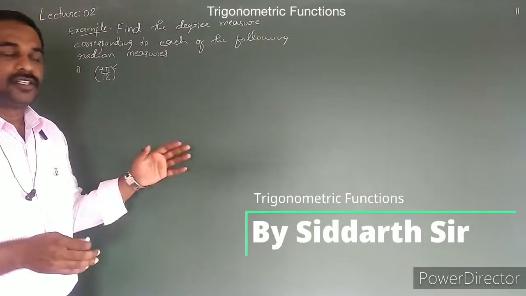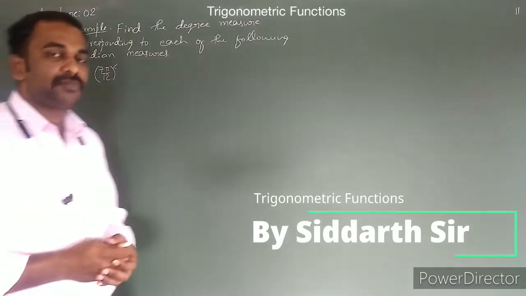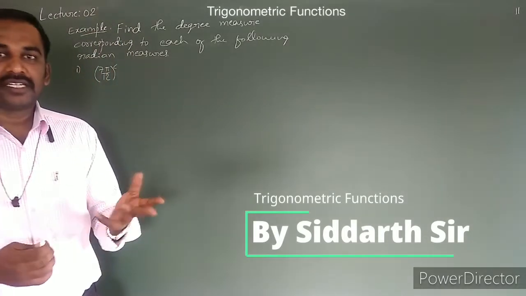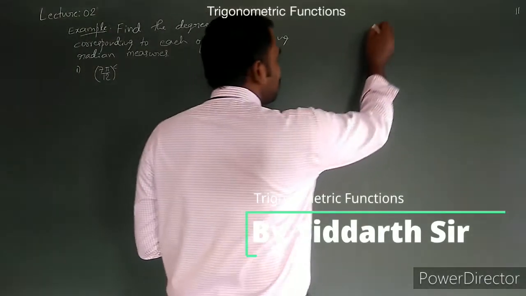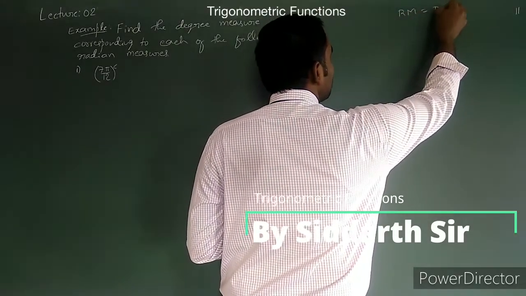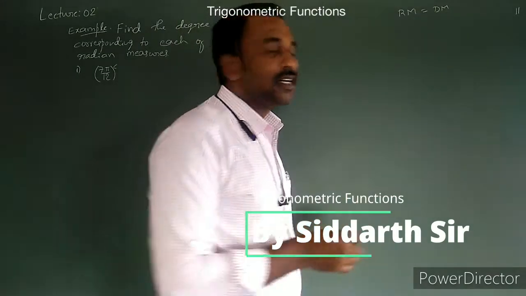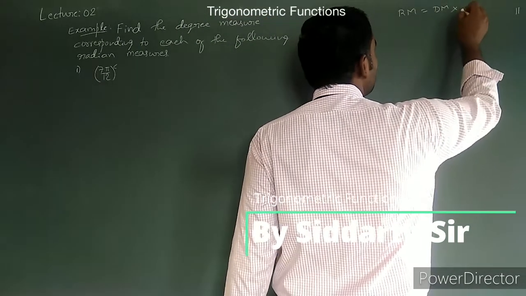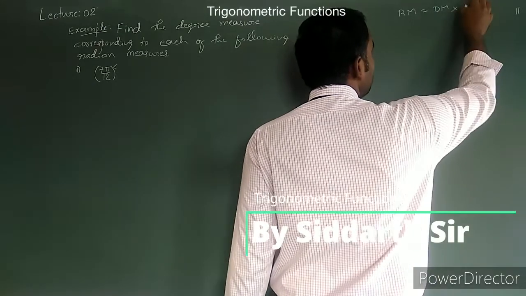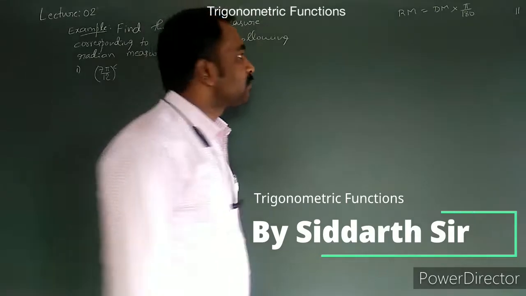Let us continue the problems based on the notational convention. In the previous video, you have already seen that convention, that means converting. So what is the radian measure? Whenever a degree measure is given, we have to convert the degree measure to radian measure. How to convert degree measure to radian measure? Radian measure is equal to degree measure multiplied by pi by 180.